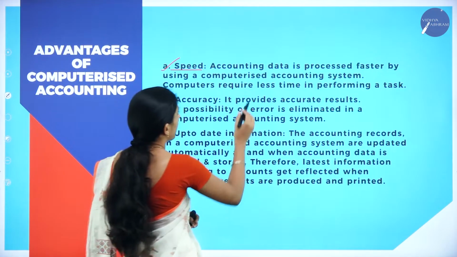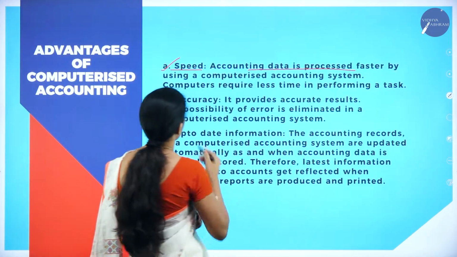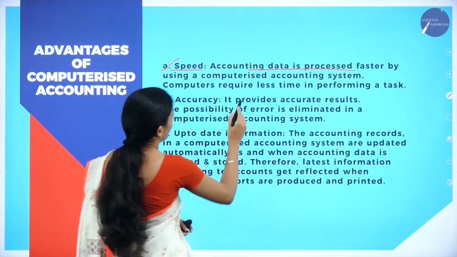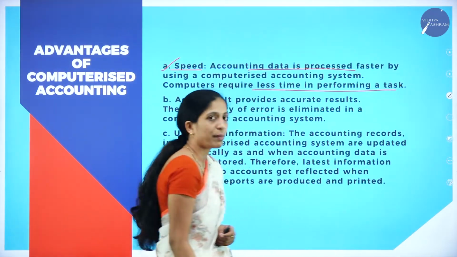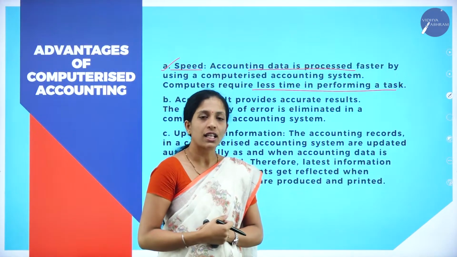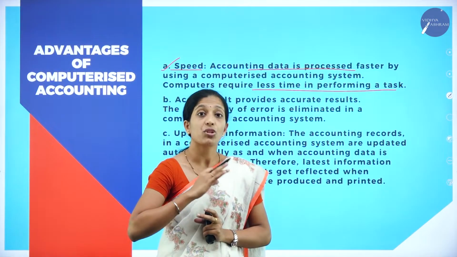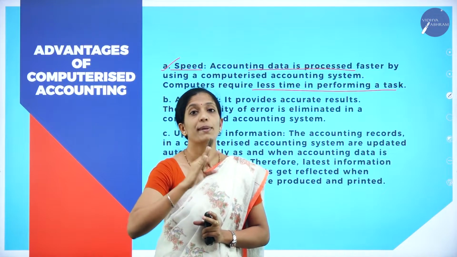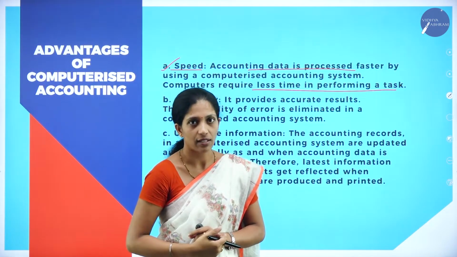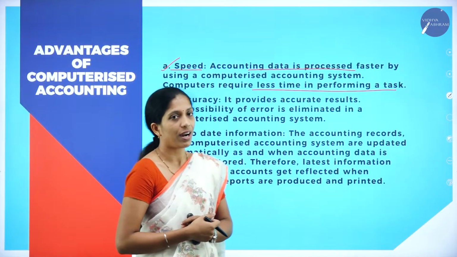So accounting data is processed faster by using the computerized accounting system. The computer requires less time in performing a task. Of course, we know that when compared to the manual accounting system, the data which is processed and converted into meaningful information is very fast. So this is the first advantage.